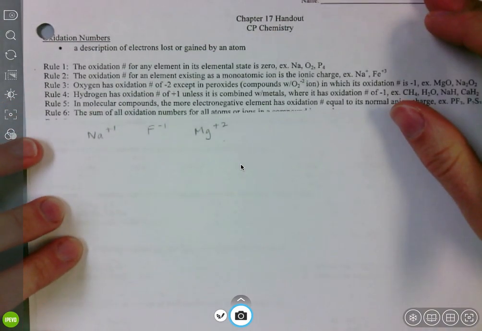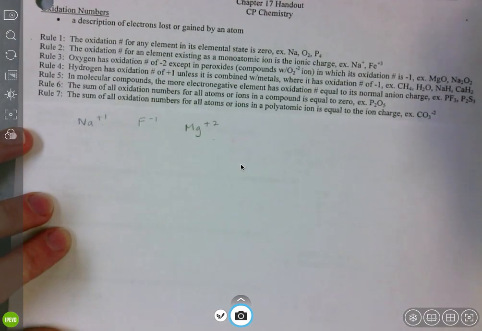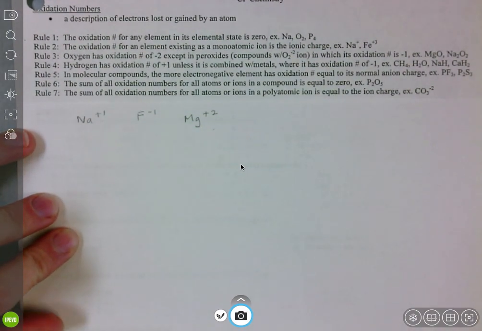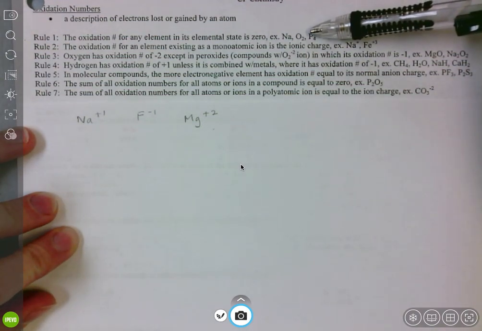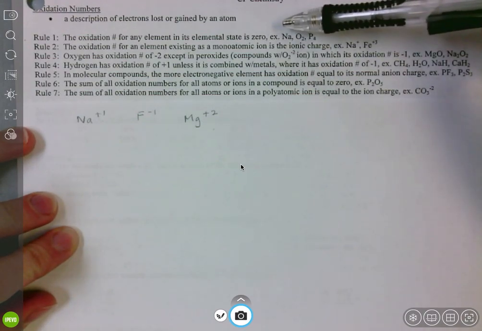So we have a few rules that we are going to be looking at in order to determine oxidation numbers. We're going to have to calculate them most of the time. So rule number 1: the oxidation number for any element in its elemental state, so typically when it's by itself, is going to be 0.